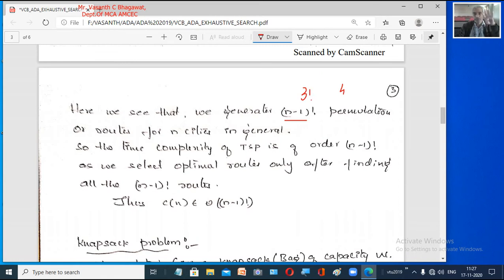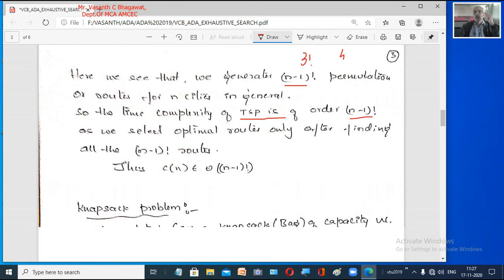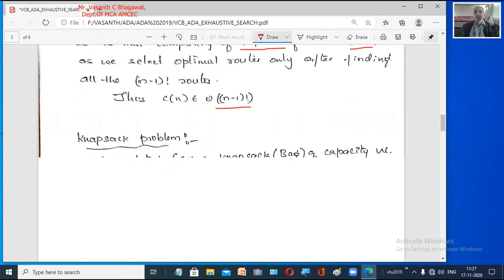Now you can use this, the generalized one. So we say that if you have n cities, then totally n minus 1 permutations or routes are available for us. So now if you calculate the time complexity, the time complexity of the travelling salesman problem is in the order of n minus 1 permutation. Thus we can say the time complexity belongs to theta of n minus 1 permutation. Right? So this is the first problem we have discussed under exhaustive search.